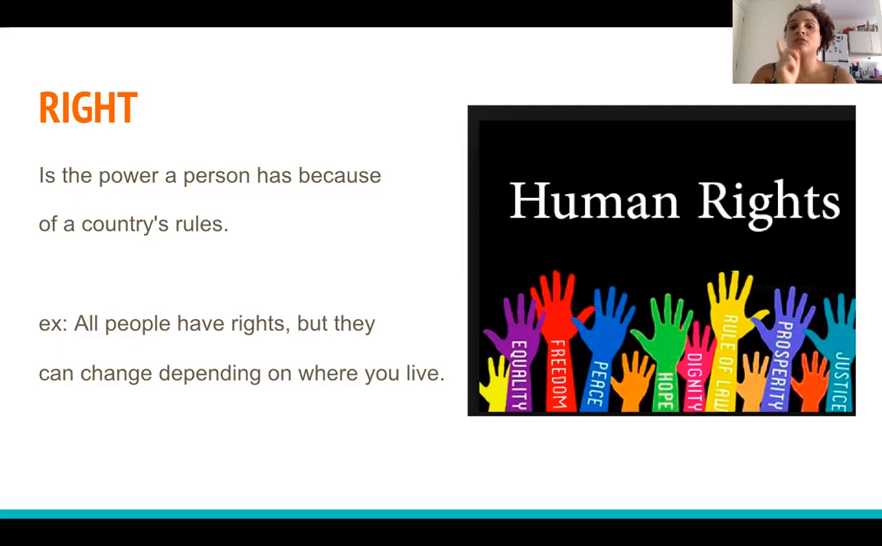And the UN, the United Nations, they have representatives from all countries, and they are together to try to give these rights to every human being. So for example, all people have rights, but they can change depending on where you live. I live in Brazil, I have these rights, but if I move to the United States, my rights are going to change as a Brazilian and as a person. And if I move to Europe, for example, I have other rights and other things that I need to do in order to have these rights.